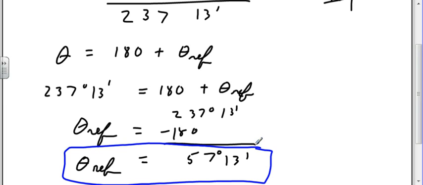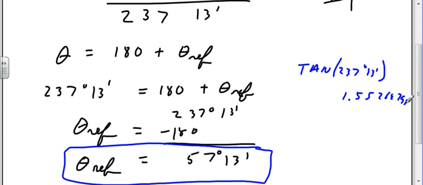All right, so I got to go second function, insert, math, degrees, minutes, seconds, degrees, enter. Still is a syntax error. All right, get out of there. Get rid of the plus sign. Delete the plus sign. Boom. Okay, so the tangent of 237 degrees, 13 minutes is 1.552687984.